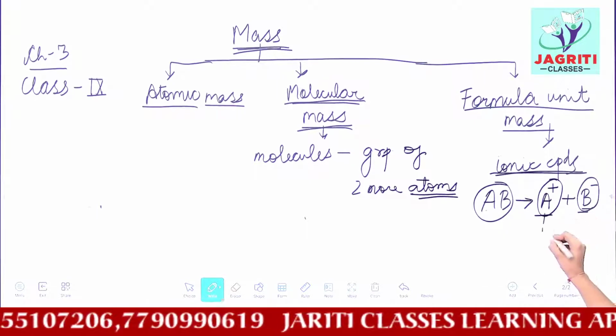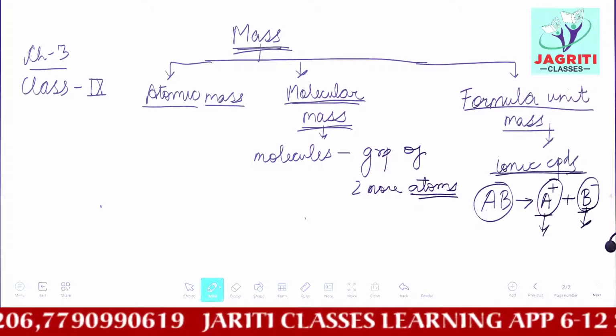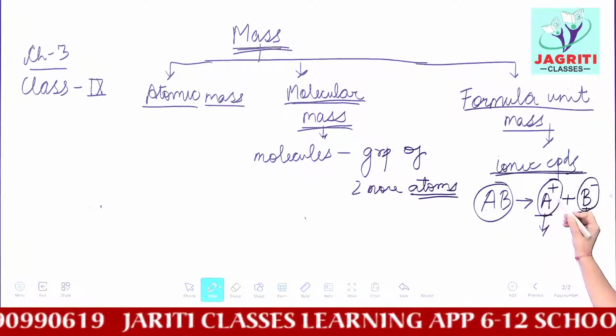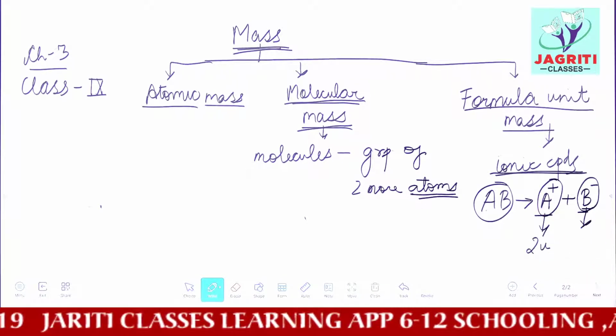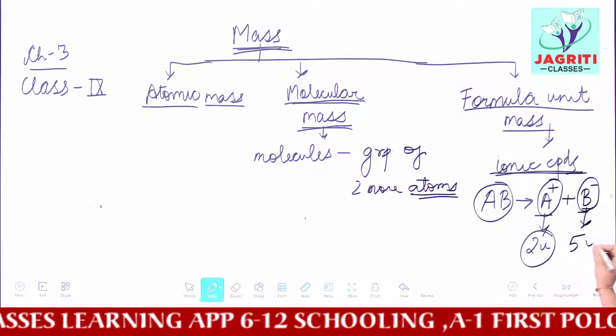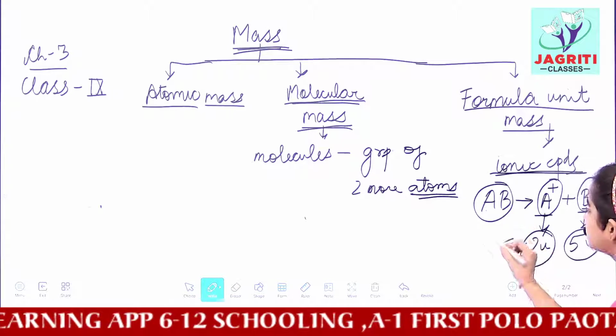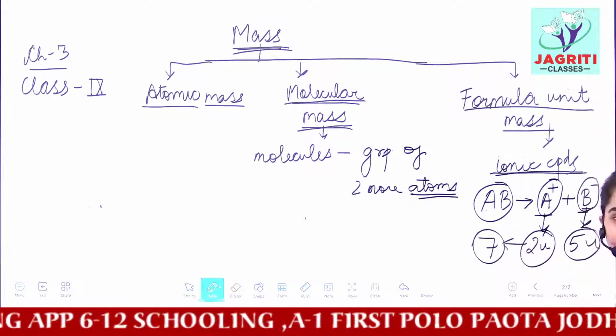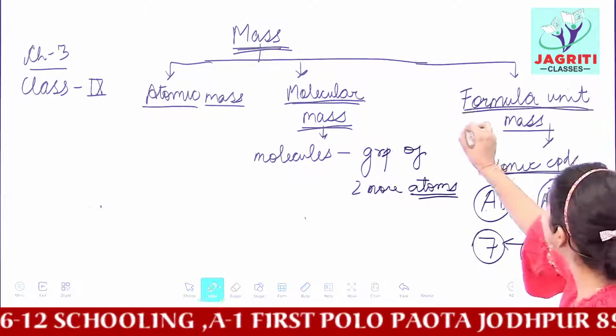And if you study the mass of both these ions and you sum these masses, let's suppose the mass of A is 2 units and the mass of B is 5 units. So when you add up 2 and 5, you would get the total mass of AB, that would be 7 units. So this is what we call formula unit mass.